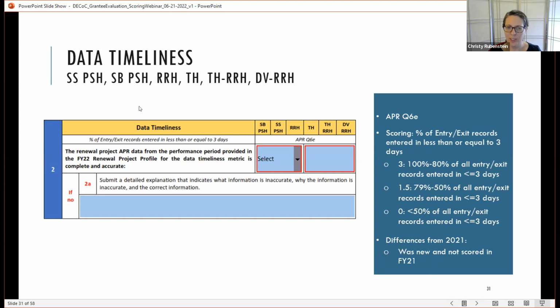And I'll point out, you're sort of getting a preview of the application here in the screenshot, and you'll be able to see along the way as we look through these, whether the project type is sort of blacked out or not, will indicate whether the measure applies to your project based on its project type. As you will see, you'll be asked to review the data in the project profile and certify. And if you disagree with the outcome that's in the project profile, you'll have an opportunity to explain why you disagree and why you think it's inaccurate. So that carries through for basically all of these, or many of them, most of them.